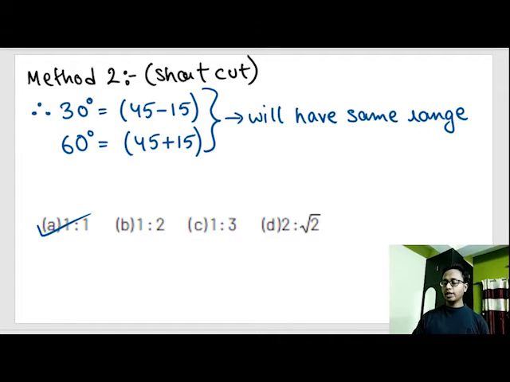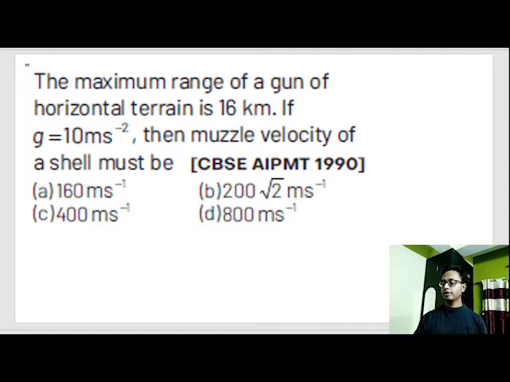Now let's look at the next question. The maximum range of a gun on a horizontal terrain is 16 km. If g is equal to 10 meter per second square, then the muzzle velocity of the shell must be. Muzzle velocity is nothing but the velocity at which the bullet or the shell leaves the gun barrel.